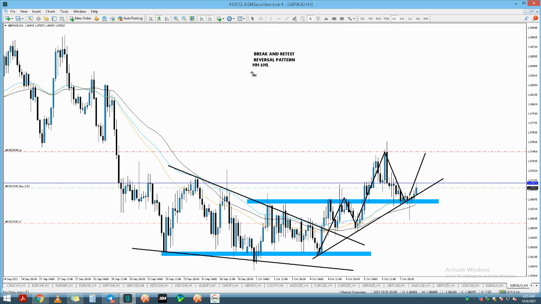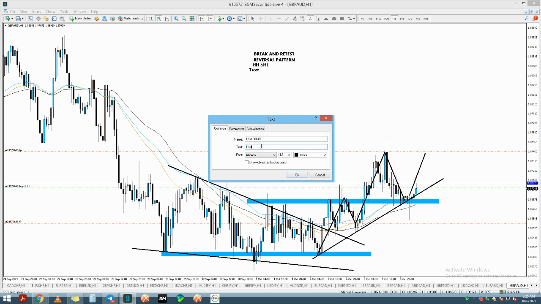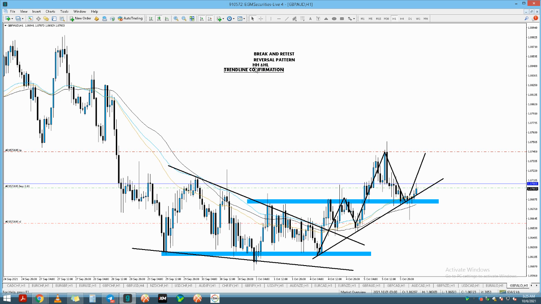So reason 4 we could have is trendline confirmation. So that is our fourth reason. Also, another reason we could add is that we have a Fibonacci confirmation.